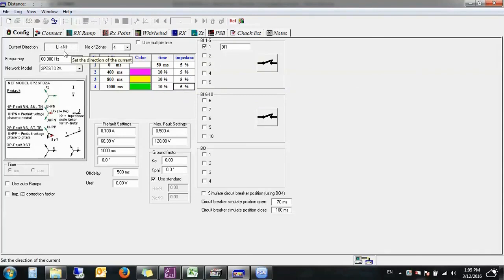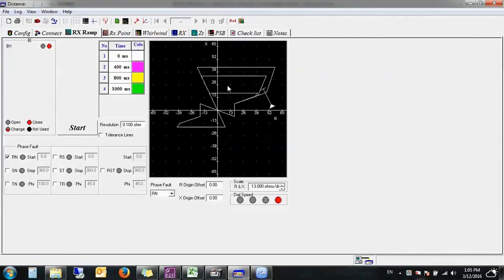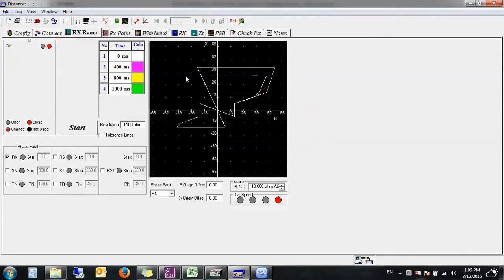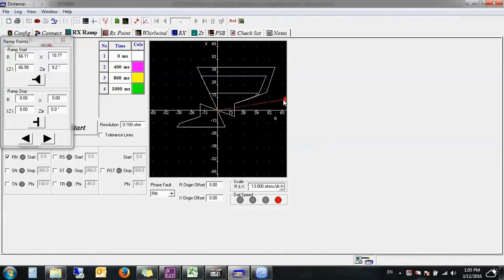We will not use reverse. To use ground factor.